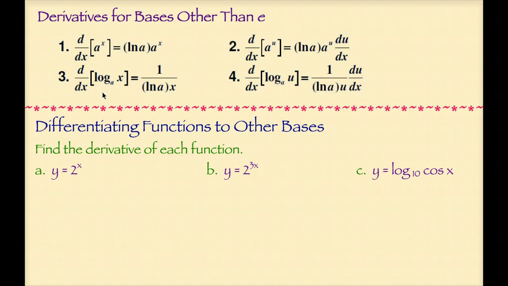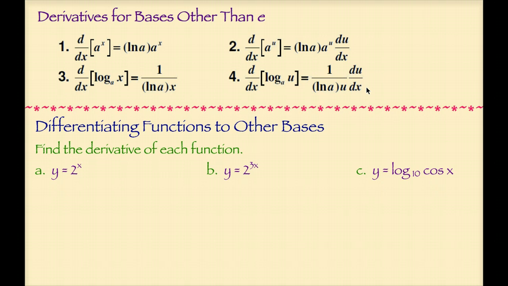The derivative of log base a of x will be 1 over natural log of a times x. Remember that the derivative of natural log of x was simply 1 over x, and we have that here, but the x in the denominator is joined by this coefficient natural log of a. And again, similarly, the derivative of log base a of u, where u is a function of x, will be 1 over natural log of a times u, but then times the derivative of u, whatever that function is.